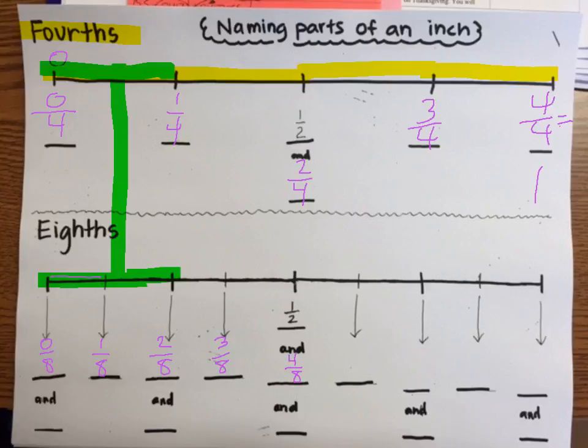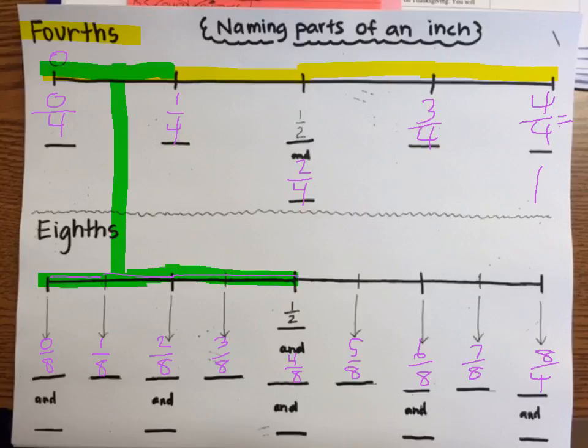Now you can see that we've gone 4 eighths of the way. 1 eighth, 2 eighths, 3 eighths, 4 eighths. We can continue to label these eighths, and as we go to 5 eighths and 6 eighths and 7 eighths and 8 eighths, wherever we had a fourth, we have a matching name in eighths.